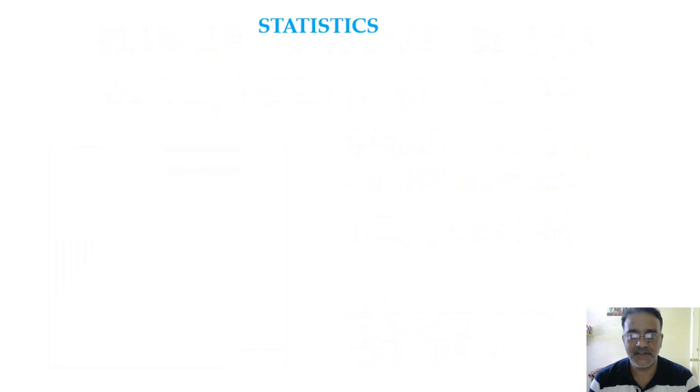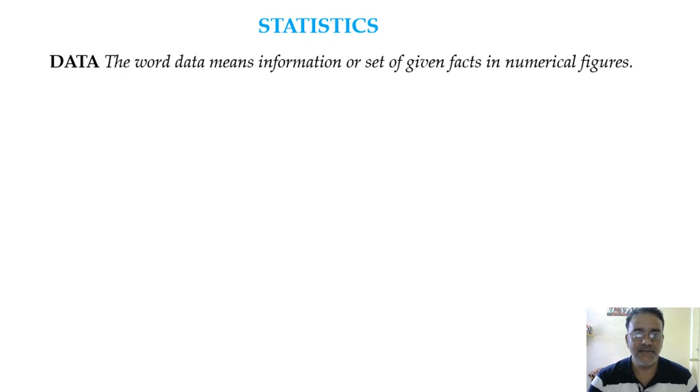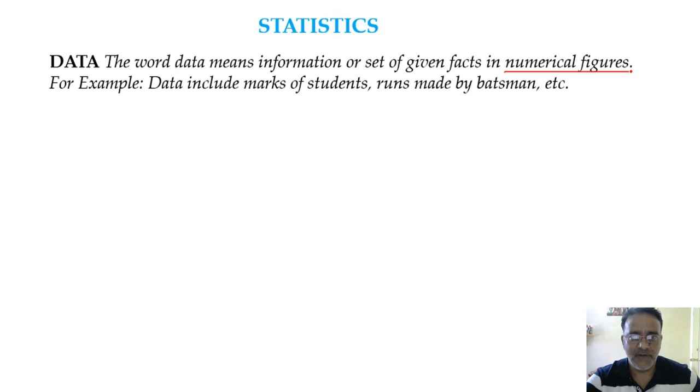Okay. So let us start with the term data. The word data means information or set of given facts in numerical figures. For example, if you are going to collect the marks of any subject in a particular exam, you're going to collect that information in terms of numerical figures only. Okay, so that numerical figures is called data. For example, marks of students, runs made by batsmen, etc.